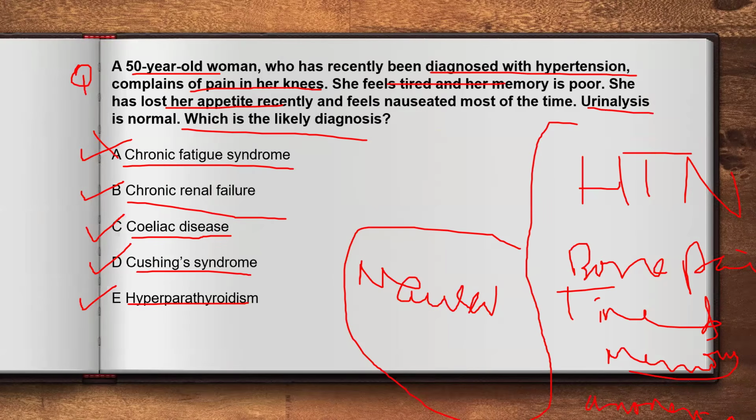Does a patient have renal failure with a normal urine analysis? They have given you a very big clue over here. Urine analysis is normal. Do patients with kidney problems have normal urine analysis, especially chronic renal failure? No. What is the urine analysis of a chronic renal failure? Can anyone tell me?